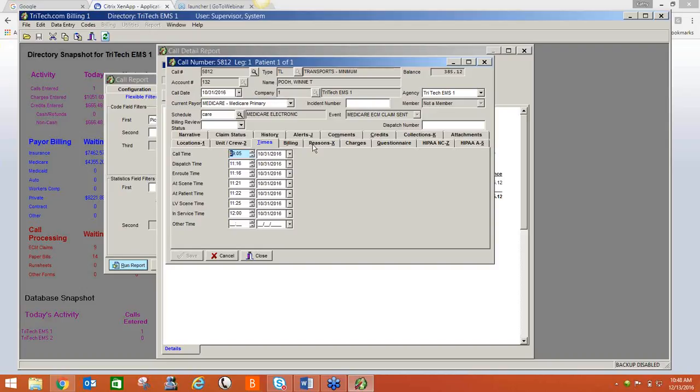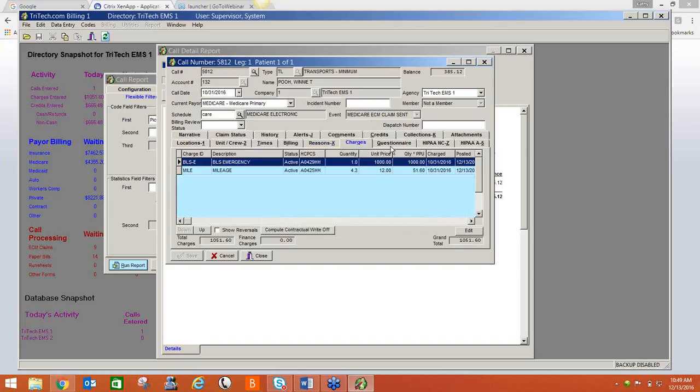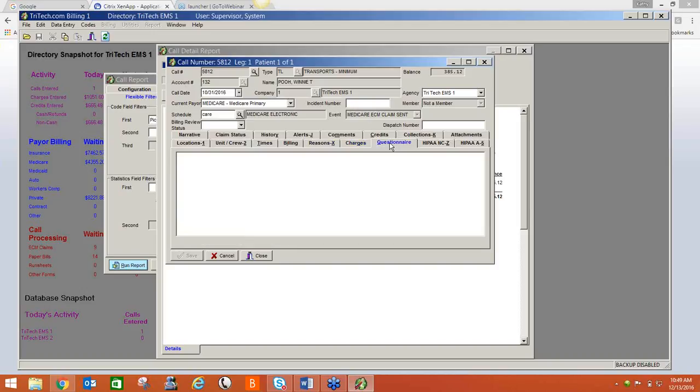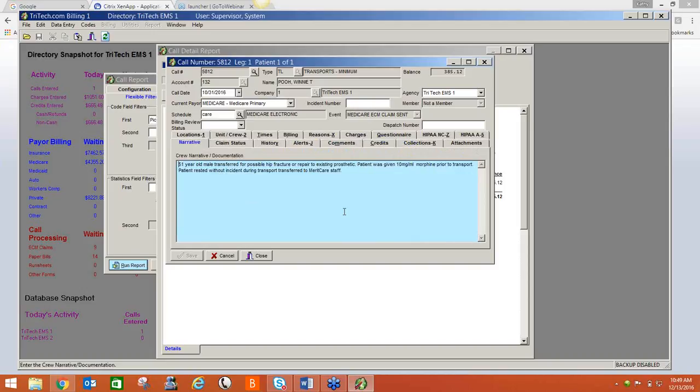When I come to my reasons tab and see what we've got on here, it shows that we have a person that had right hip pain and contusion on the right hip, and they were transferred to an orthopedic specialist for a possible hip fracture or repair to an existing prosthetic. That gives me an even bigger red flag than when I look at my charges and see it was billed as an emergency. I look at my ambulance certification questions and I see that the patient was transported to a specialist, and I'll see if I have any narrative, and my narrative indicates I have a male that had a possible hip fracture or repair to existing prosthetic. They were given some morphine prior to transport, and they rested without incident during transport.